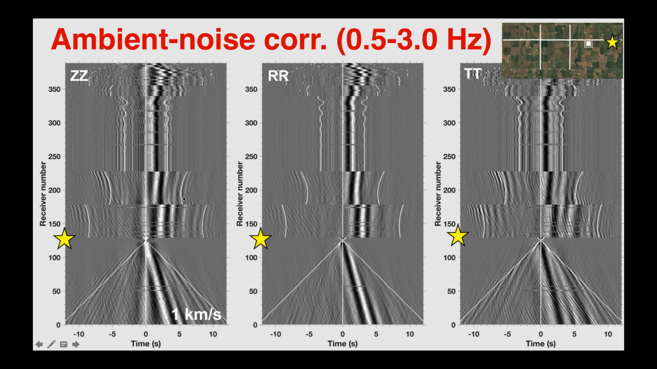One of the problems is that you can see this shape is not very ideal for imaging or tomography, and we need to confirm the reliability of the cross-correlation functions, whether they are well represented as the Green's function or not.